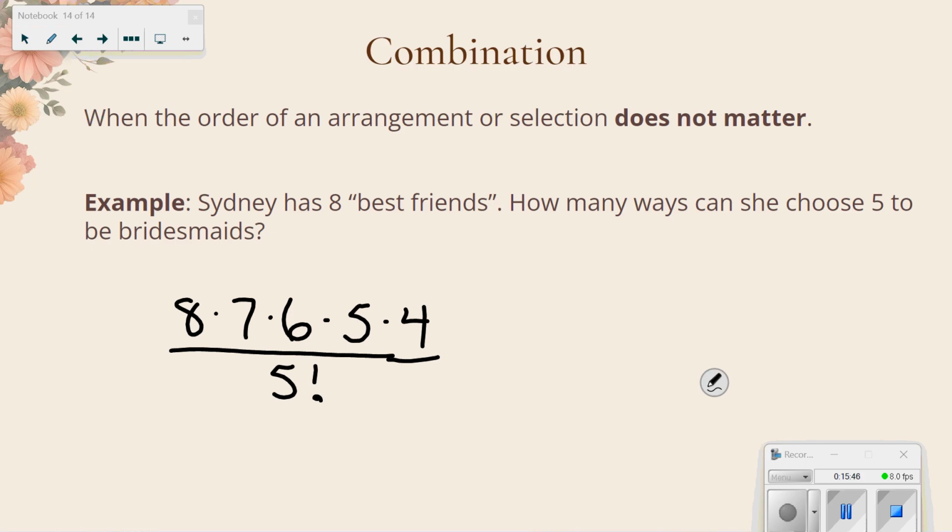So thinking about 5 factorial, I would know it would be 5 times 4 times 3 times 2 times 1. So what would we be left over with? 8 times 7 times 6 divided by 6. 56.